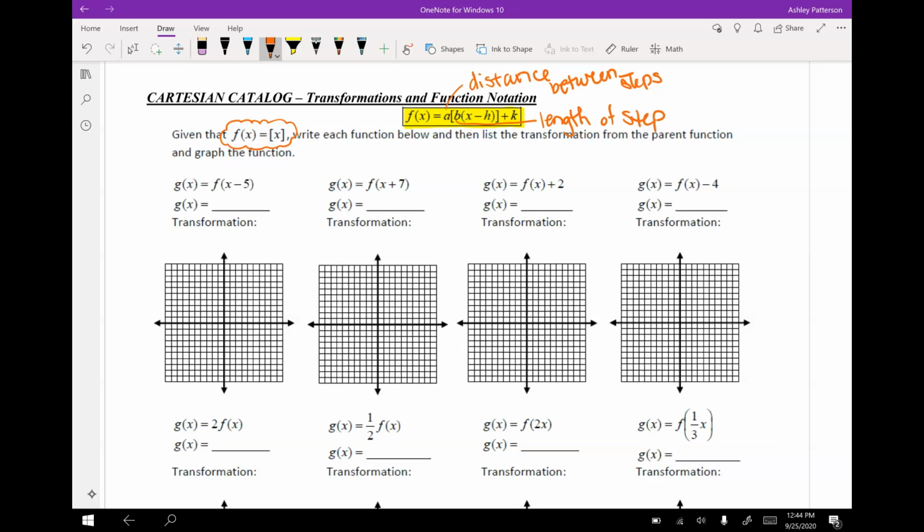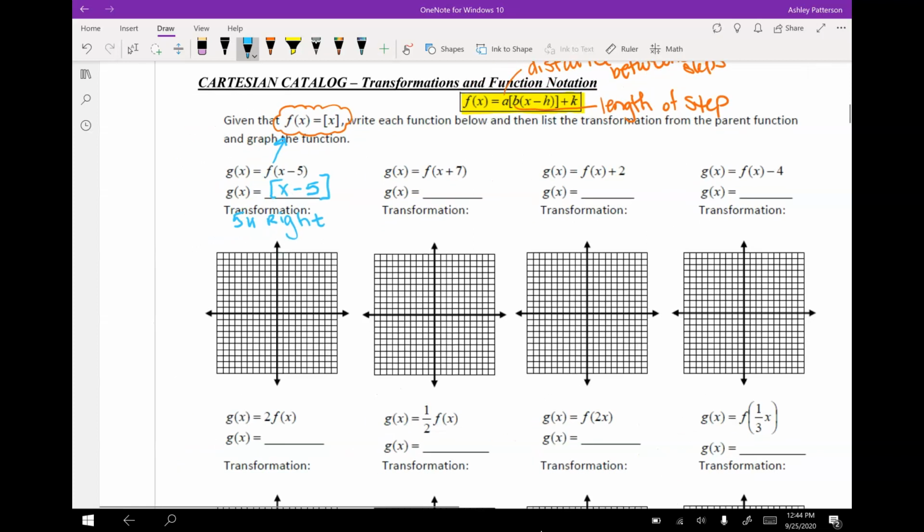Let's do it. All right, for the first one, it says that g of x is f of x minus 5. What does that mean? It means that g of x is the greatest integer of x minus 5. Thinking back to our equation up top, x minus h, that means that I'm moving 5 units right.